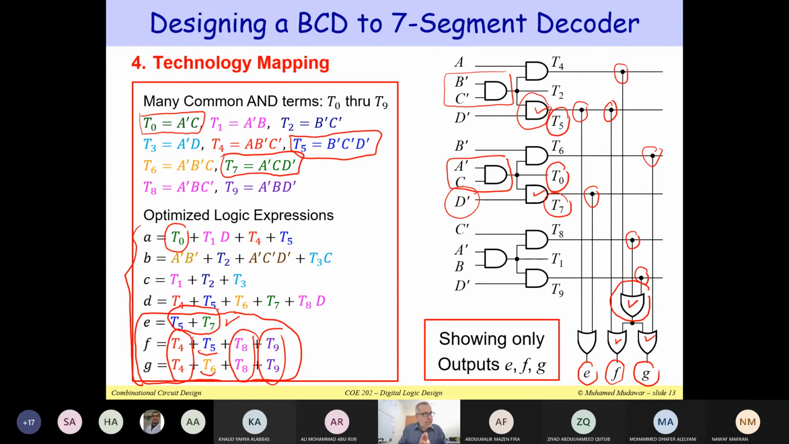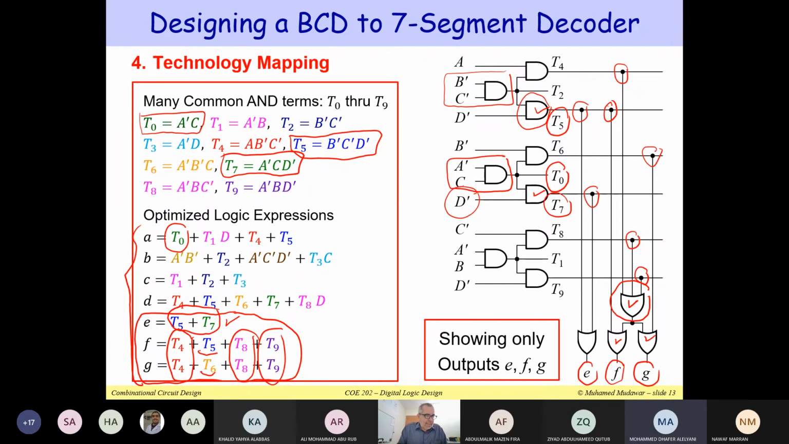Are we done? Yes, Muhammad. Is it always best to start by creating the common terms, for example T0 to T9, or do I try to find the ones that are similar from the outputs?